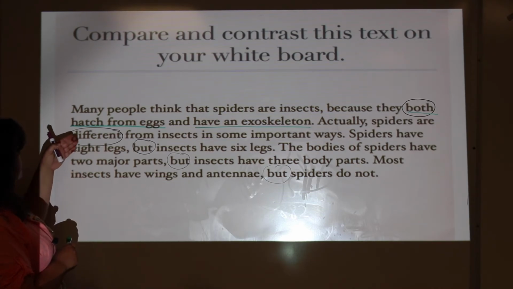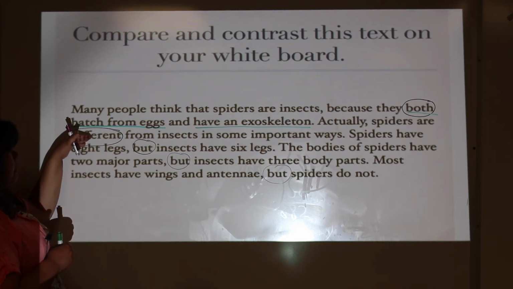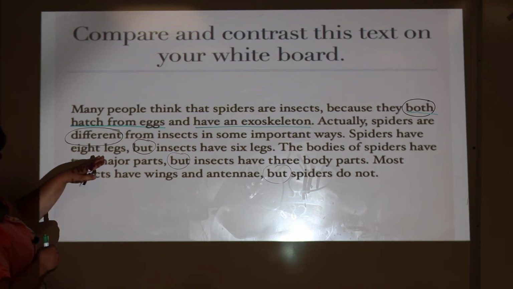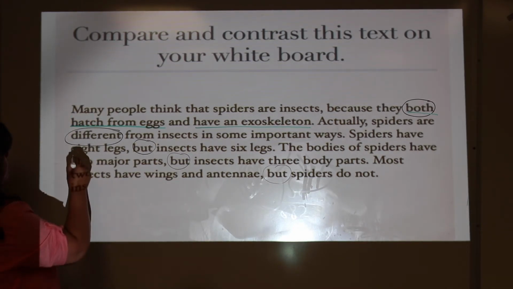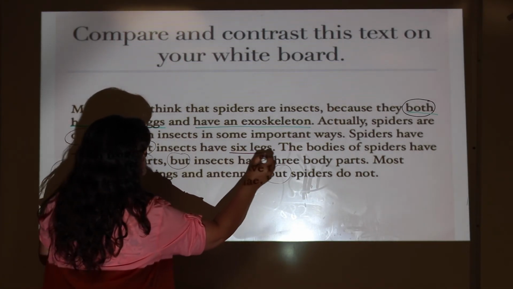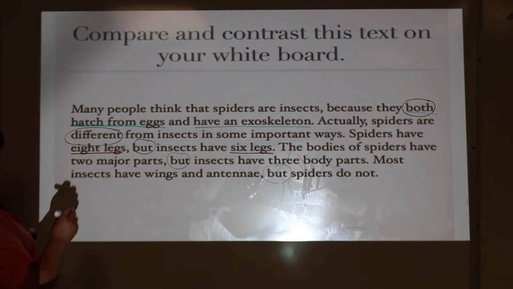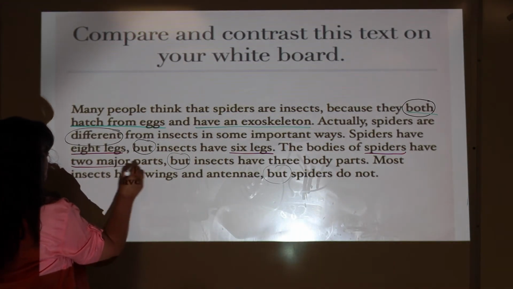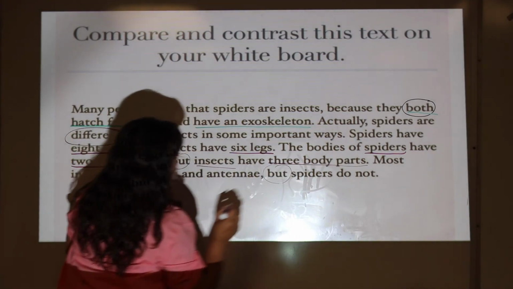Actually, spiders are different from insects in some important ways. So this is just telling me that there are some things that are different, and now they're going to tell me what those things are. So spiders have 8 legs, but insects have 6 legs. So that's something that's different. We got 8 legs, and then we have insects that are 6 legs. And the bodies of spiders have 2 major parts. So spiders, they have 2 major parts. And the insects, they have 3 body parts.